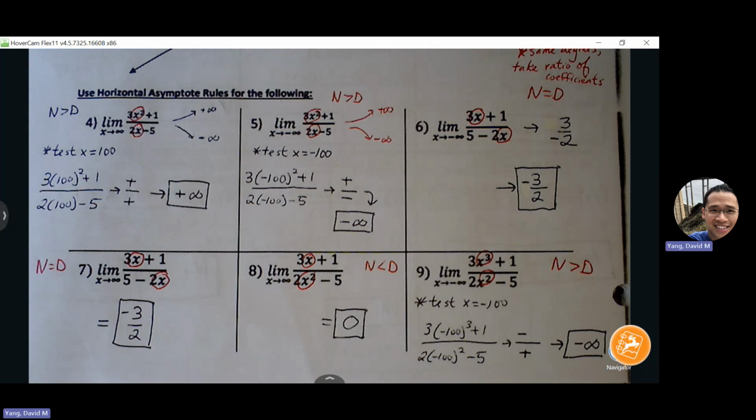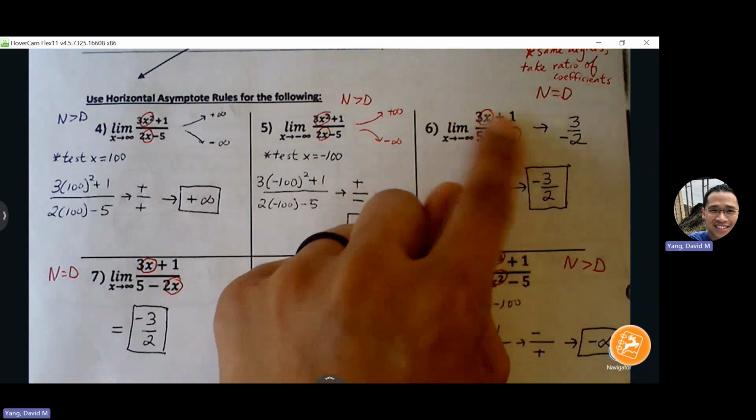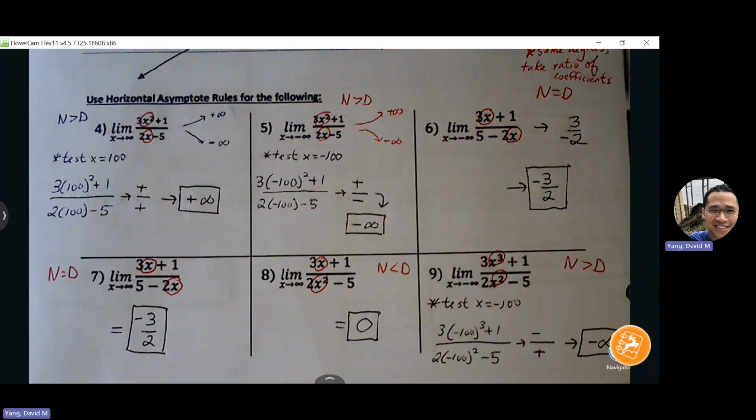For number 6, my degrees are the same. And so I just take the ratio of the coefficients, -3/2. Sometimes the tricky thing with these problems is that your terms are not written in standard form. So sometimes you may have to go seeking out the highest degree, and sometimes it could be hiding in the middle of the expression. So just make sure that you're reading the entire expression and actually finding the highest exponents before you commit to the relationship.